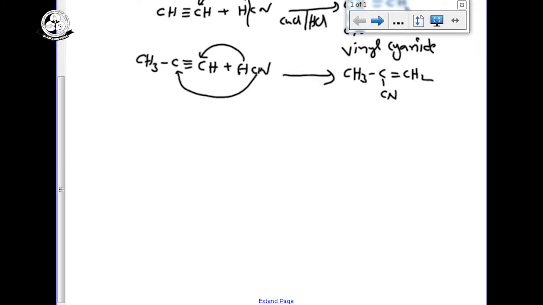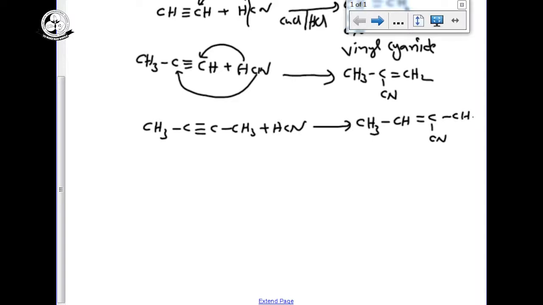For example, if the compound is given like this, CH3 C triple bond C CH3, now add HCN. This is a symmetrical alkyne. You have to observe which is symmetrical and which is unsymmetrical alkyne. Then you can add hydrogen on one side and cyanide on another side. There is no issue here. CH double bond C(CN) like this. This is the addition of HCN. Sometimes you can use barium cyanide also as a catalyst.